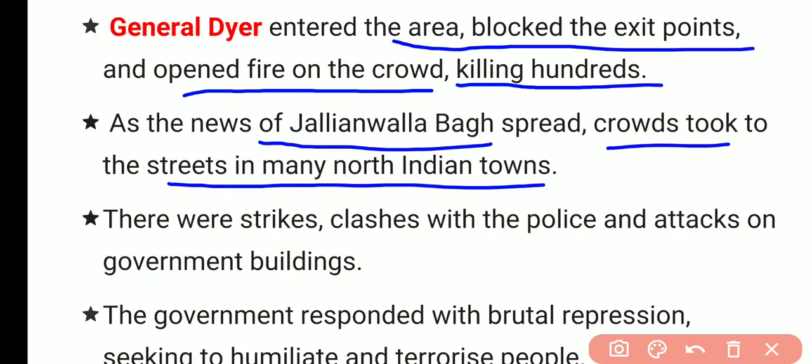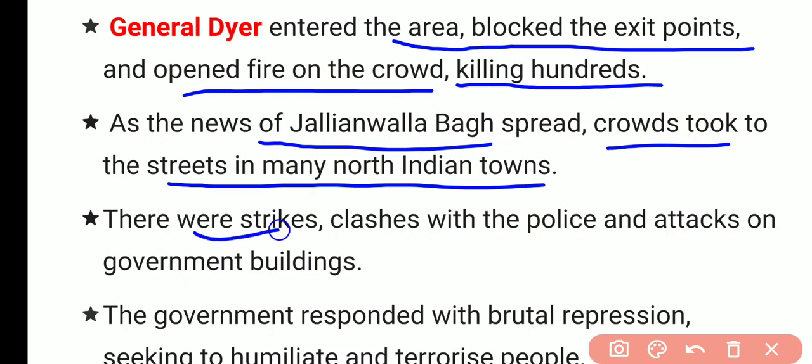So that was the incident of Jallianwalla Bagh. Now the second question is, what were the reactions of Indian people after that incident? As the news came out, the Indian political leaders criticized that incident. They criticized the British government, and the crowd took to the streets in many North Indian towns.